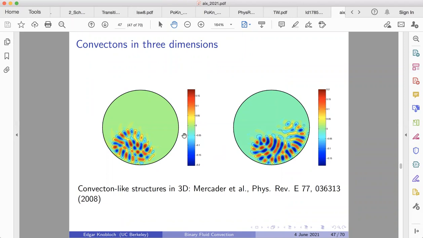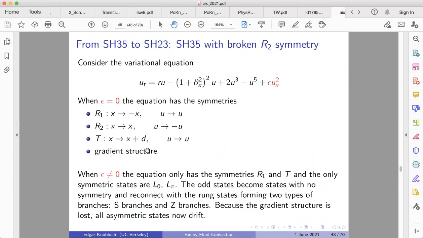In 3D, things are more complicated. This is a top view of a cylinder. These structures never settle down and move around in a complicated way. I don't want to talk more about this. So let's talk about how to get these structures to move.